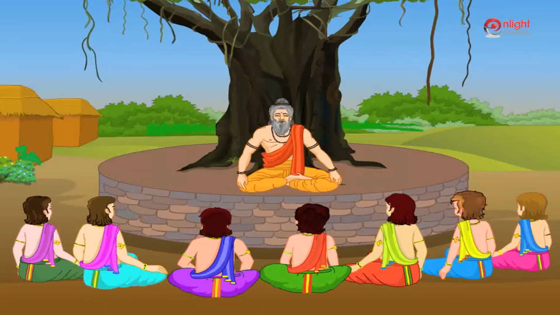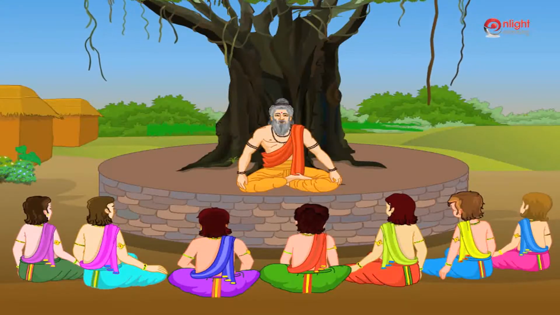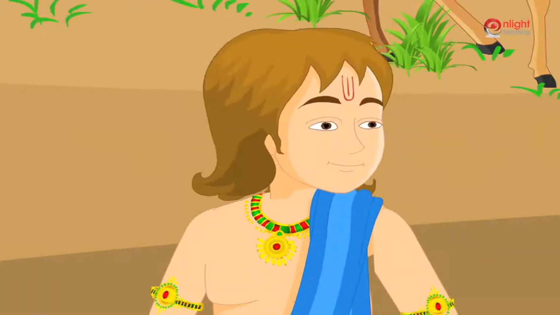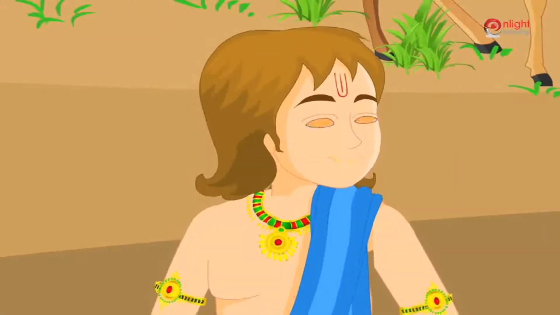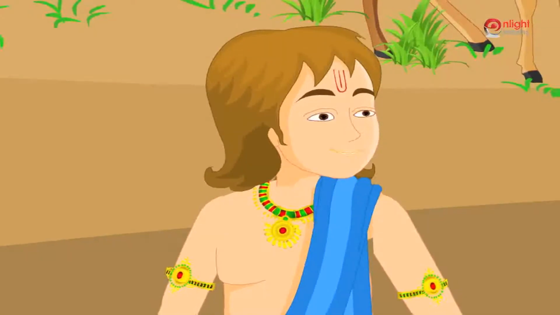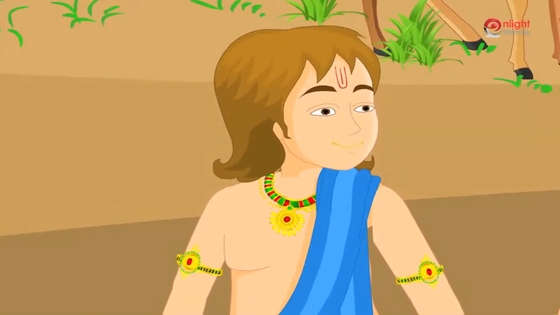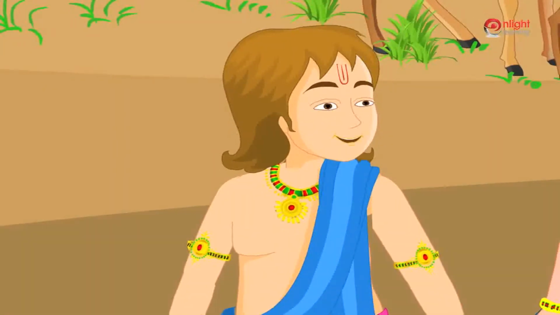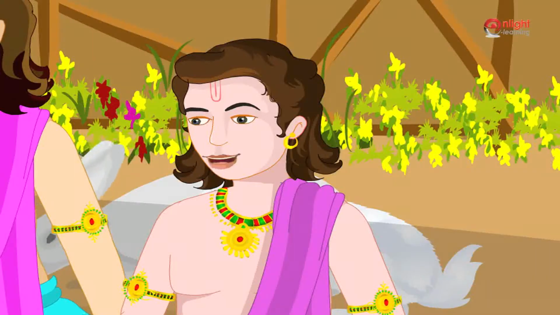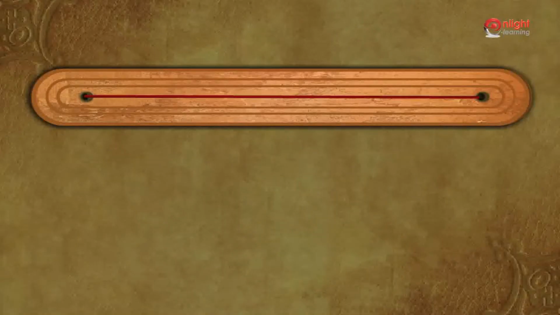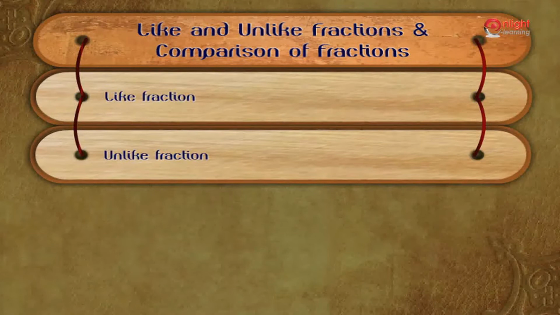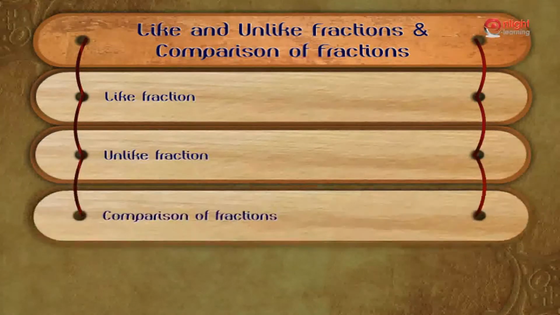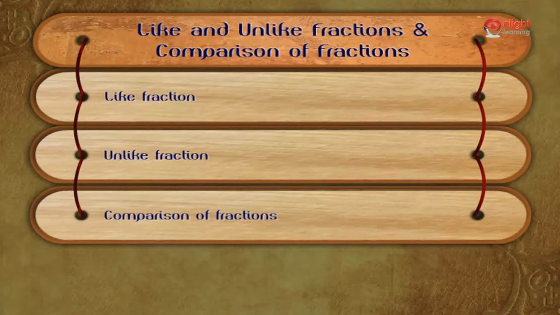Now that you understand the concept, tell me Nakul, who shaded more area of the circle, you or Yudhishthir? Yudhishthir shaded more area of the circle than me. I apologize to Yudhishthir for arguing. It is okay, Nakul. In this lesson, the princes learned like fractions, unlike fractions, and comparison of fractions.